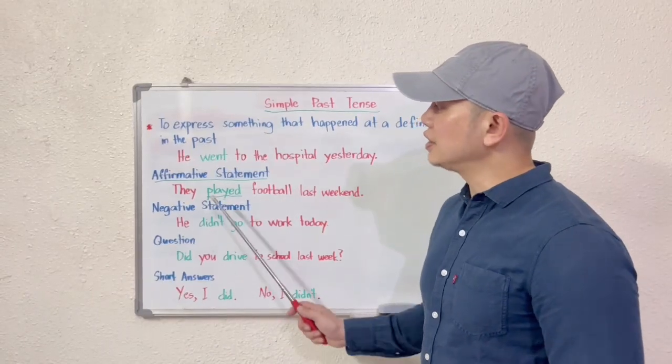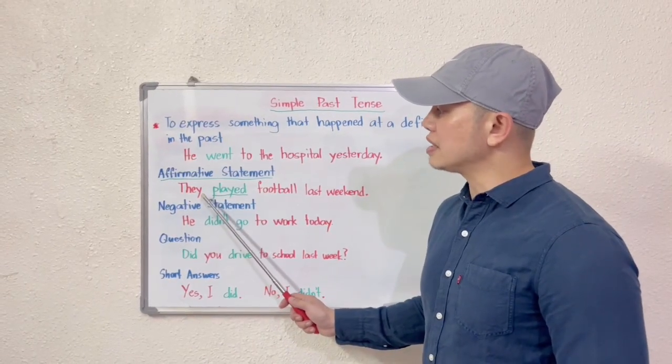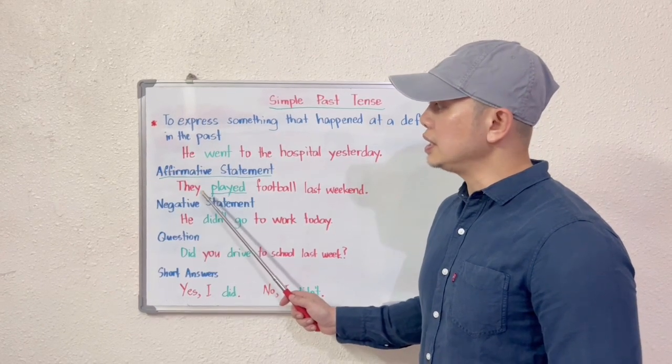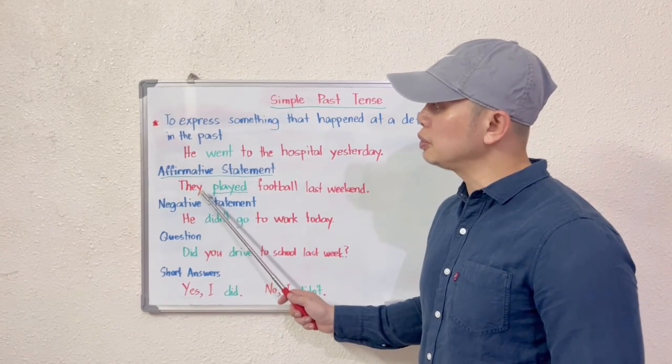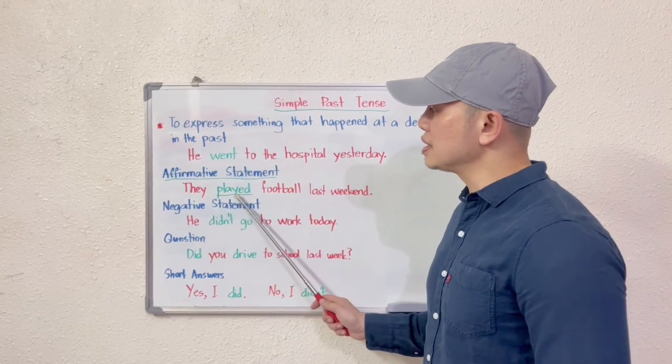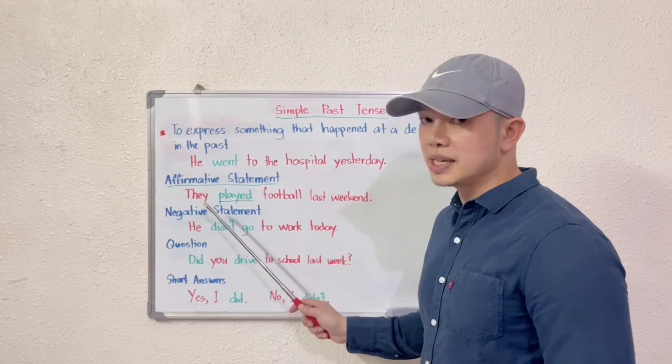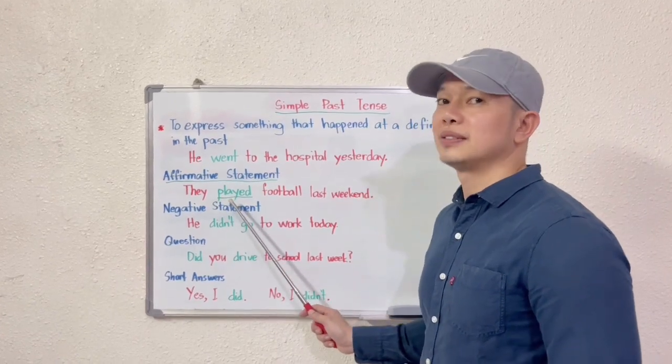As you can see, the number of the subject doesn't matter anymore, unlike with the simple present tense. In here, whether your subject is singular or plural, you are still going to use the same verb form, which is the past form of the verb. Like in this example, played.